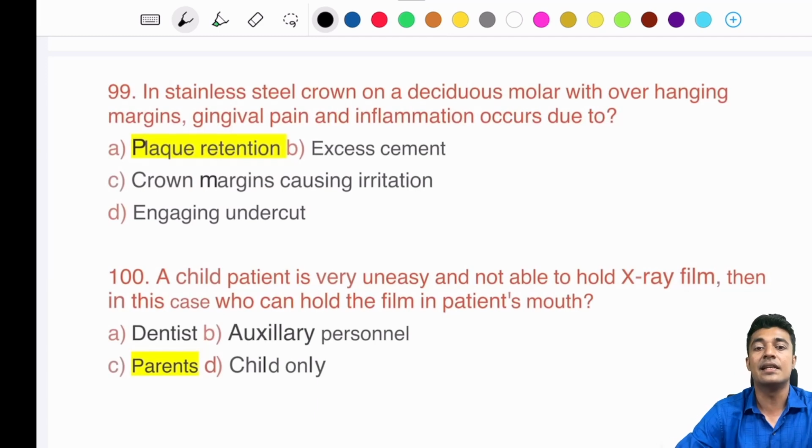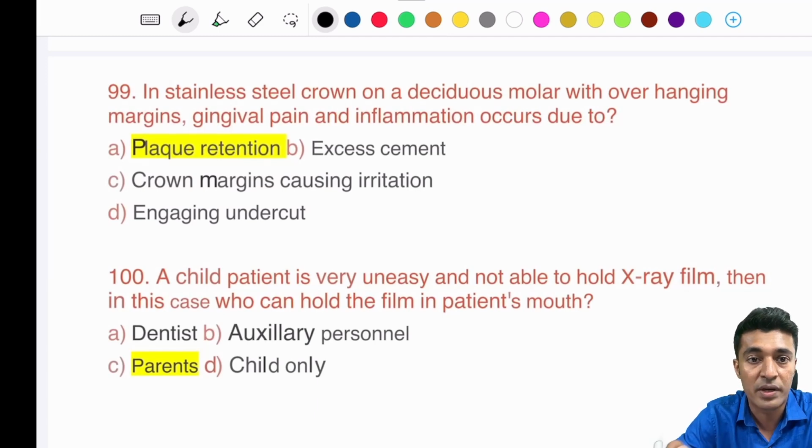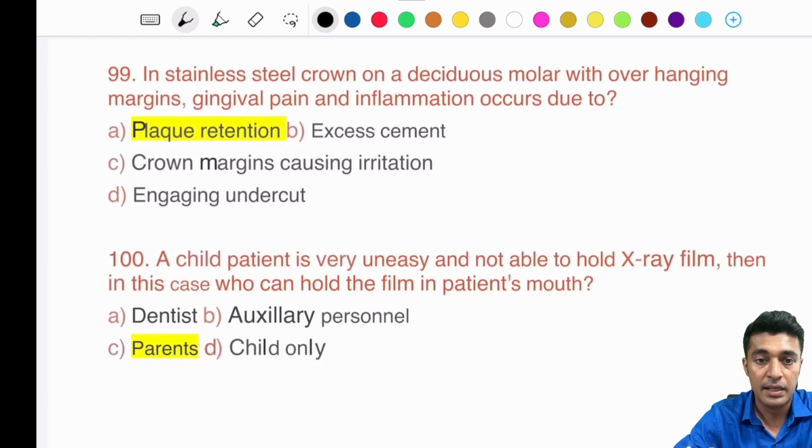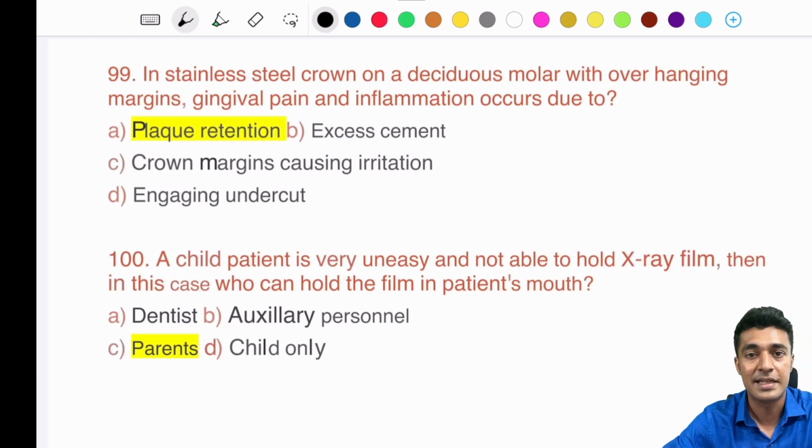In a stainless steel crown on a deciduous molar with overhanging margins, gingival pain and inflammation occurs due to retention of the plaque. A child patient is very uneasy and not able to hold the X-ray film. Then in this case, who can hold the film in the patient's mouth? The parents can hold the film. So that concludes my presentation. Thank you.